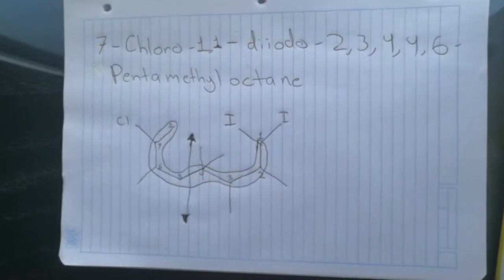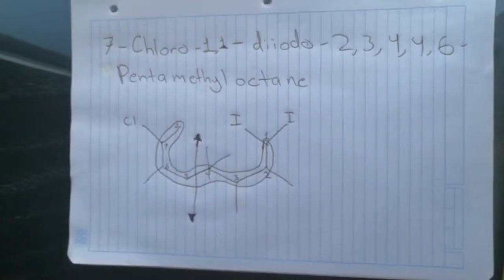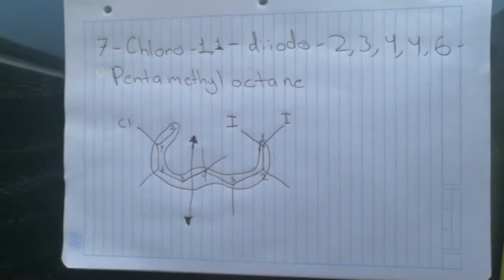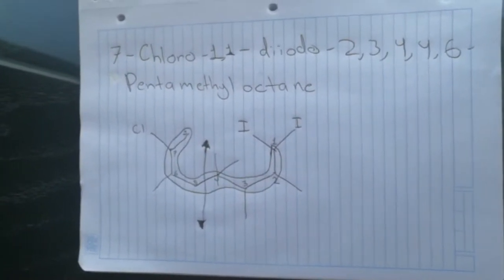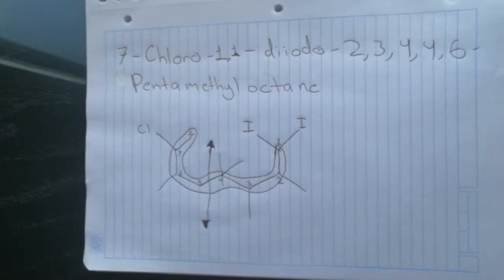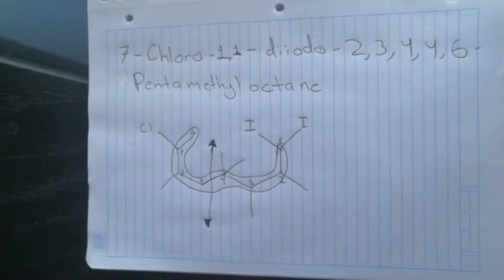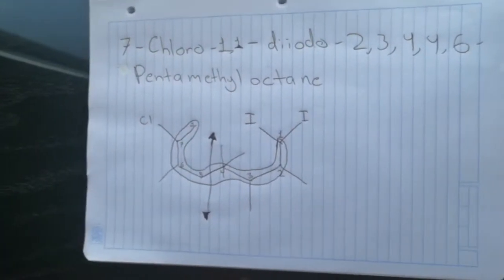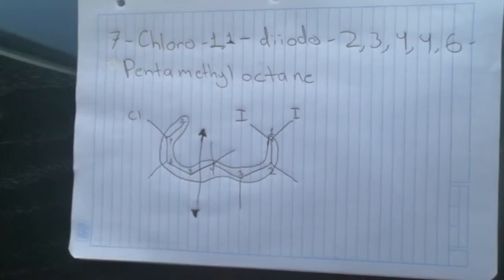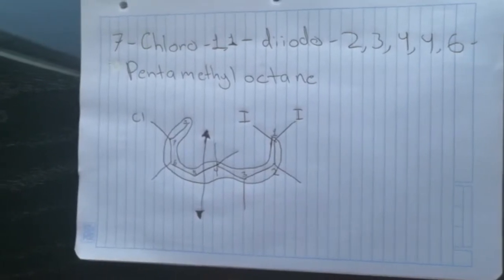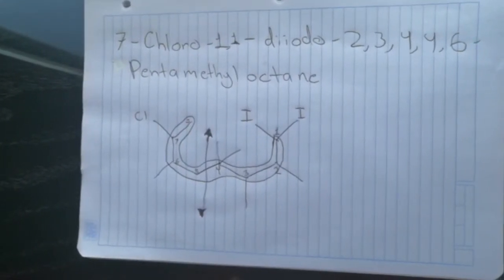In this case, there are repeated substituents, so when we name the molecule, we're going to add them a prefix depending on how many of the same substituents there are. Here we have 2 iodos, so we name them diiodo, and we have 5 methyls, so we name them pentamethyl, and at the end, we add the parent chain that is octane.